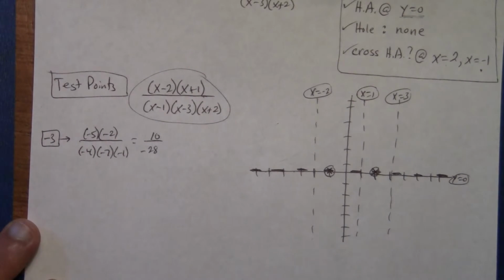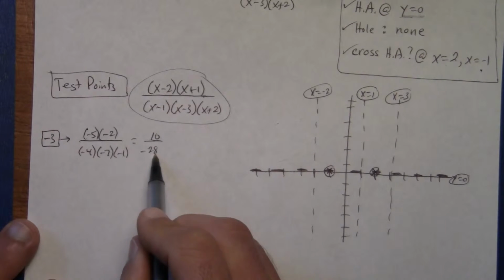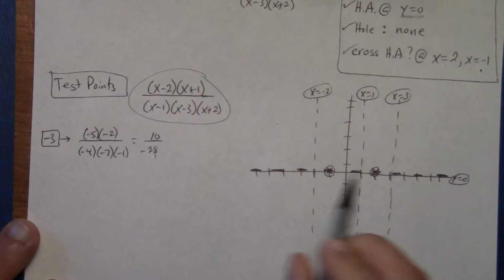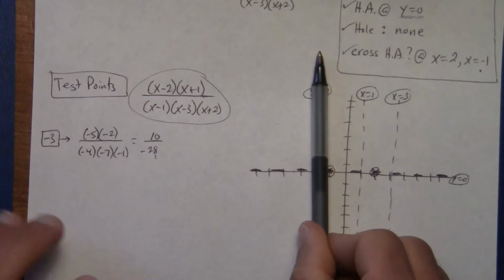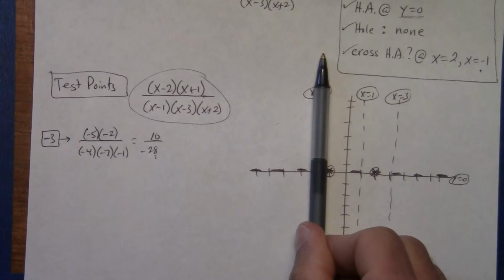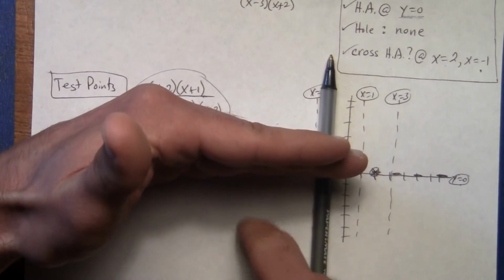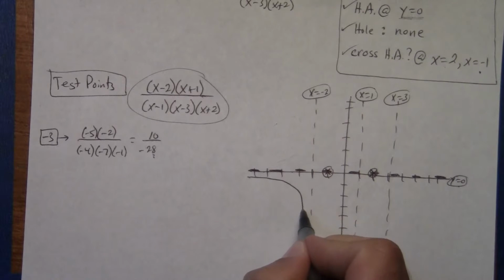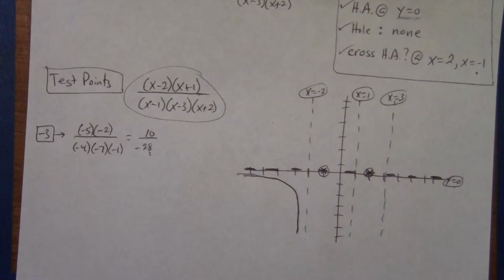Now realistically, all I need to know about this number is whether it is above or below the horizontal asymptote number, which we said was 0. It's negative, so it's definitely below. So I picked a number that was to the left of this asymptote. I got a number that was below this asymptote, so I am looking at this region in here. So my curve is going to look something like this. And of course, as it approaches those asymptotes, it starts to bend.